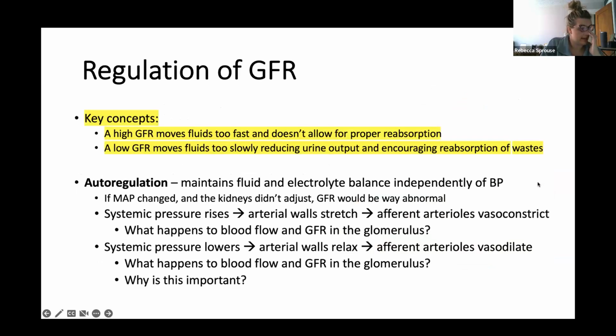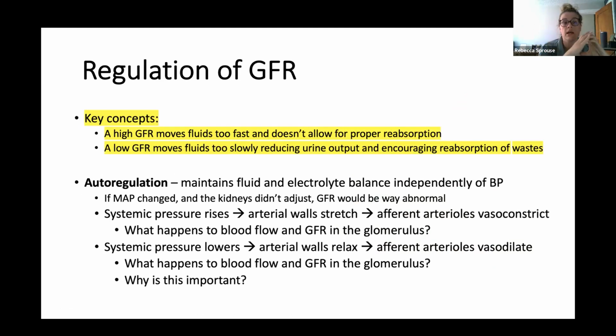Okay. Now let's talk about the opposite. What happens if our systemic blood pressure is too low? So that's going to be lessened perfusion throughout the body, right? Well, normally, how do our arterioles respond? They're going to constrict, right? If our blood pressure is too low, vasoconstriction will increase the peripheral resistance, and that will increase our blood pressure and bring it back up. So we would expect that our afferent arteriole should do the same.